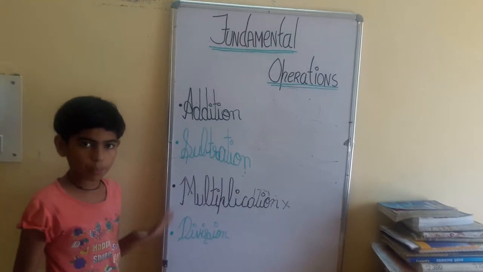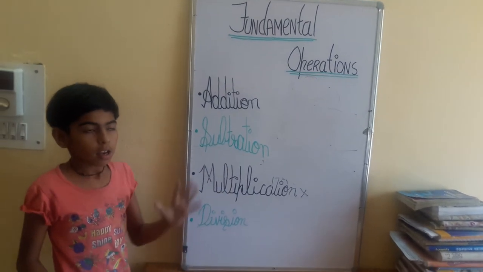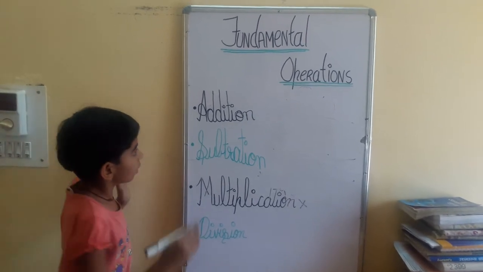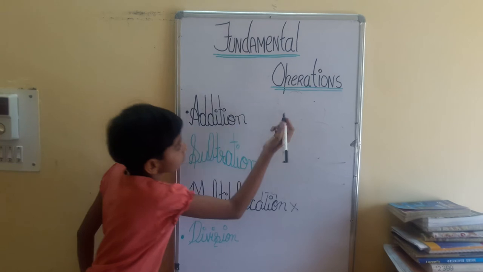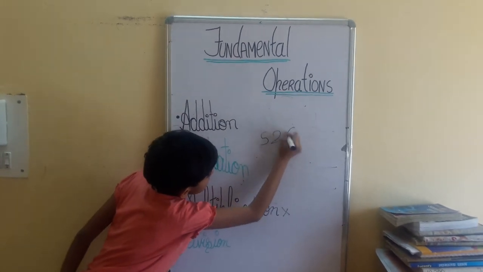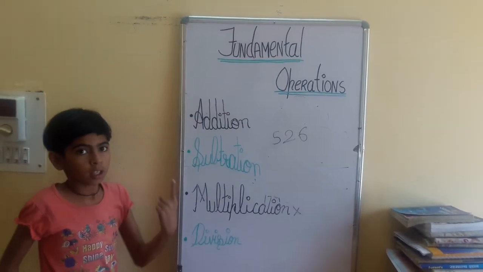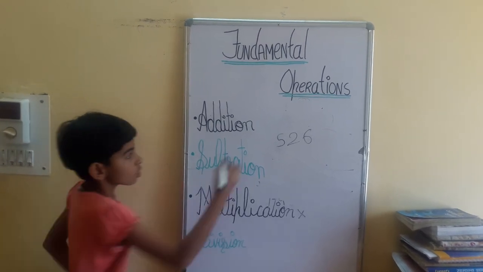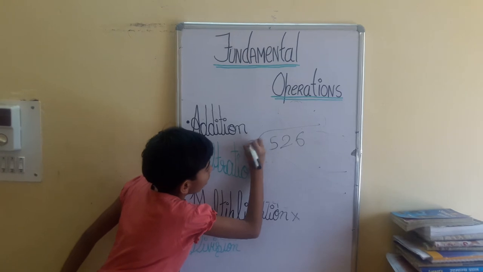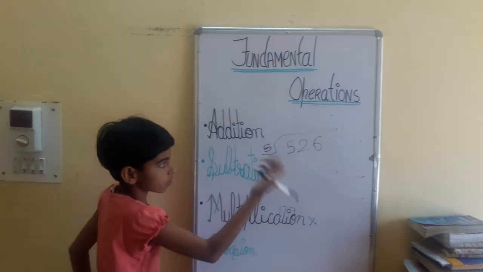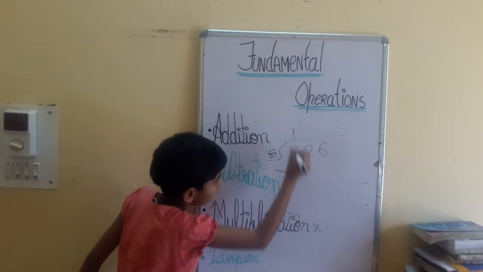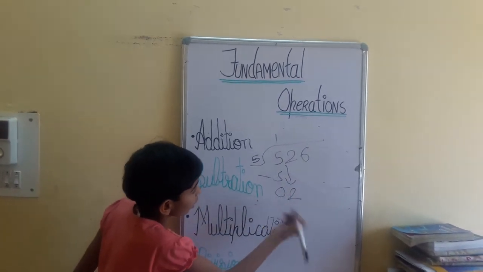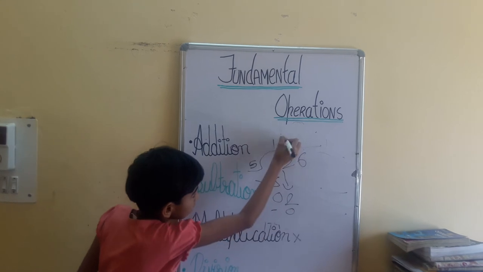So the word problem of this is: in 5 buses the people who can sit is 525. How many people will sit in one bus? So we have to divide by 5. So it will be 1 and 0. 0 comes down, 2 comes, and it cannot be divided. So minus 0.